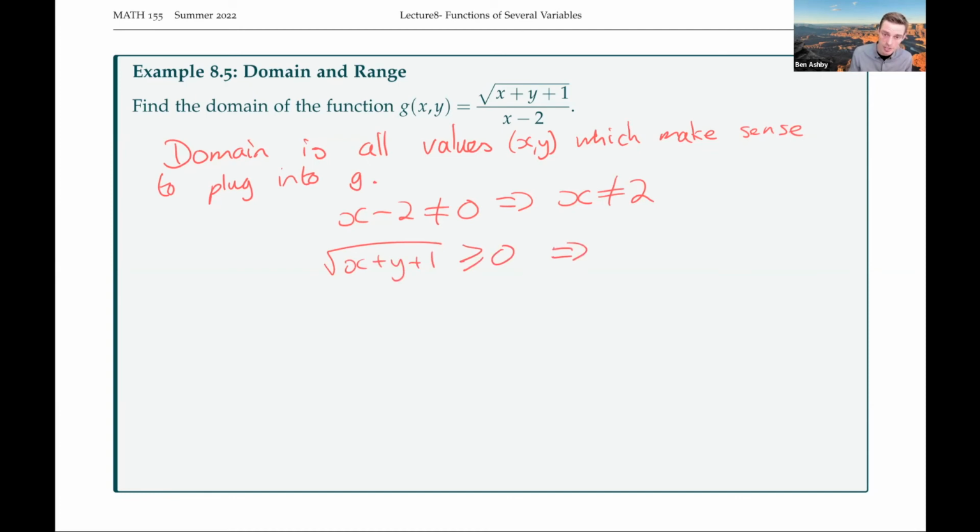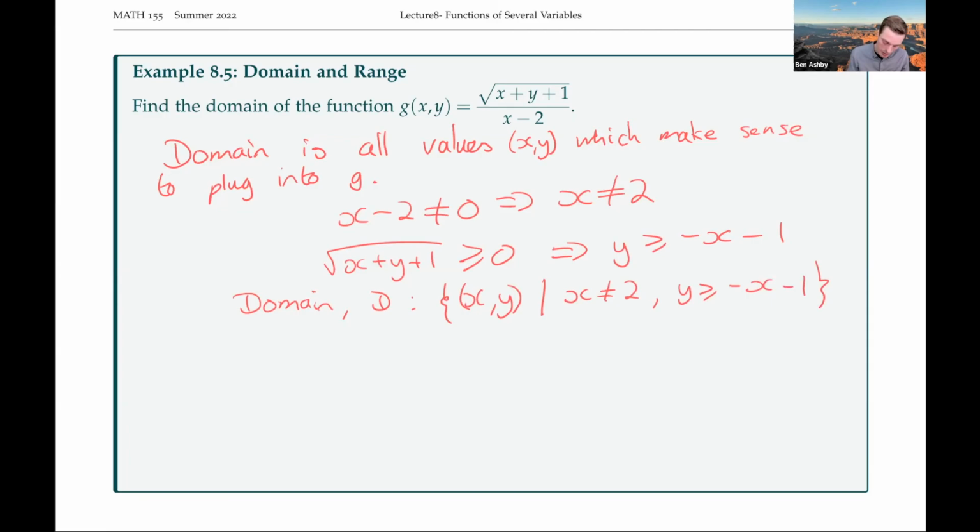So if we just square both sides and then rearrange, we need y to be greater than or equal to minus x minus 1. So here the domain, call this our domain D, is going to be the set of all x, y pairs such that, remember that vertical line means "such that", x is not equal to 2 and y is greater than or equal to minus x minus 1.